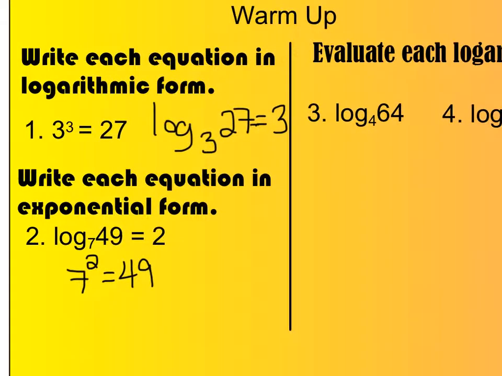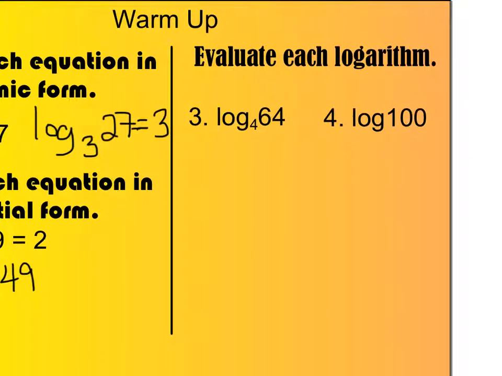Looking at questions 3 and 4. So now to evaluate, this is what we just worked on yesterday. So we're going to set it equal to x. So we write 4 because that's the base. X is our exponent, and it's equal to 64. So the question is, 4 to what power is 64? And that would be 3, because 4 times 4 times 4 is 64.